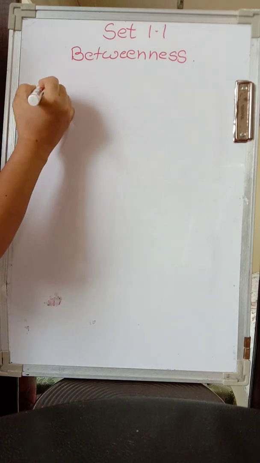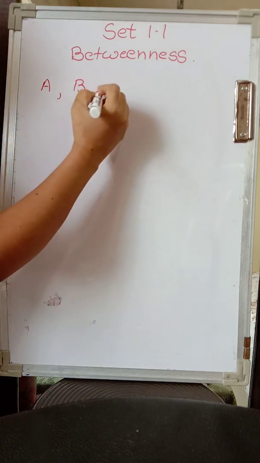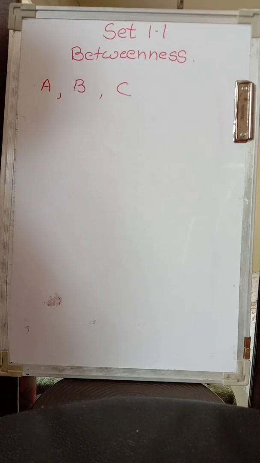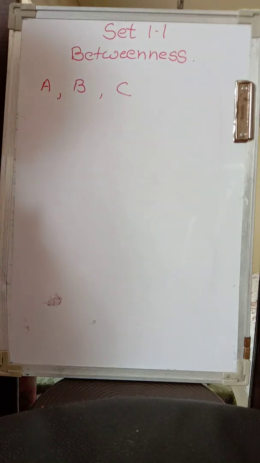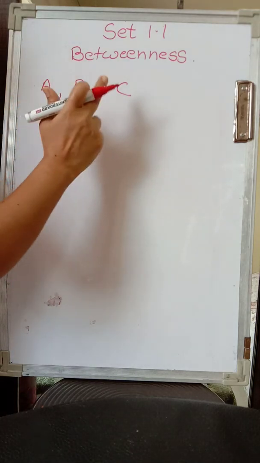Suppose there are 3 points A, B and C. These are the 3 points and they are collinear. Collinear means only one line passes through them, or they are present on a straight line. Alright. Now if these 3 are the points, then there are 3 possibilities.